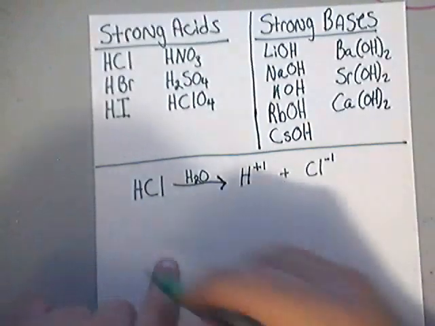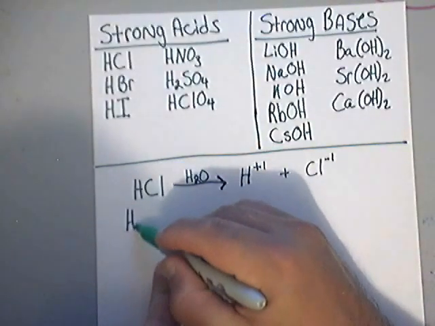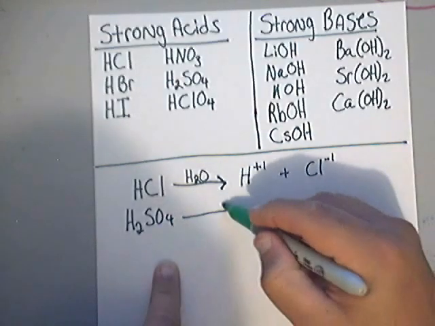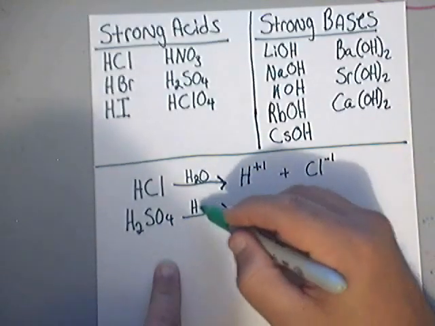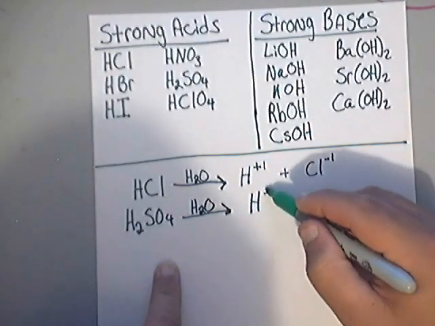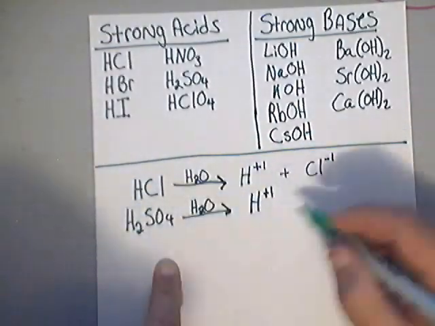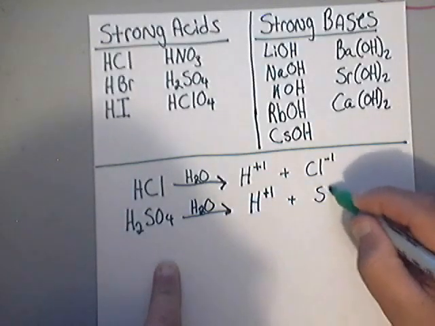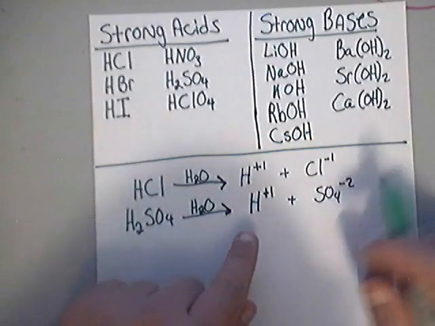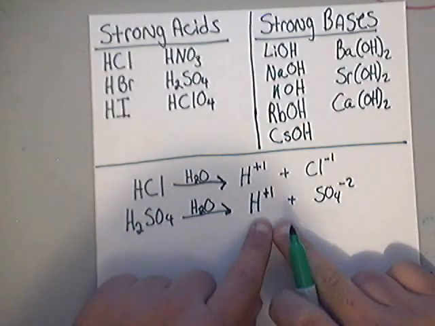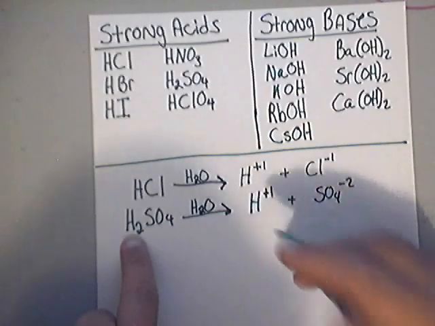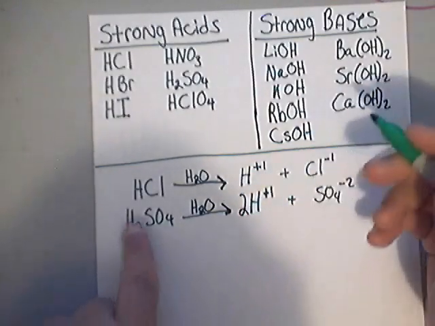Now let's look at H2SO4. If it were to hit water just as HCl, it too would split apart into ions. You would have the H plus 1 going off and the SO4 negative 2 going off. But if you write these dissociation equations, you need to make sure they're balanced. Here there are 2 hydrogens, so you need to make sure there's 2 there.